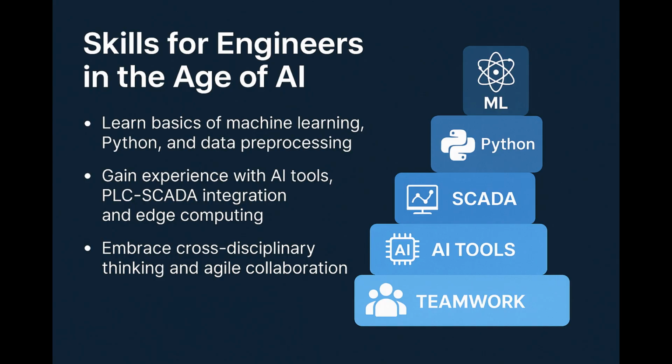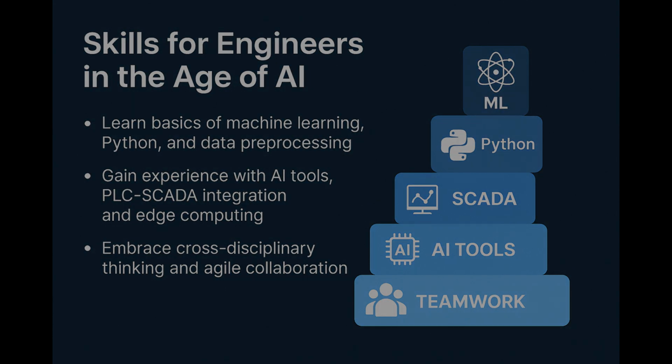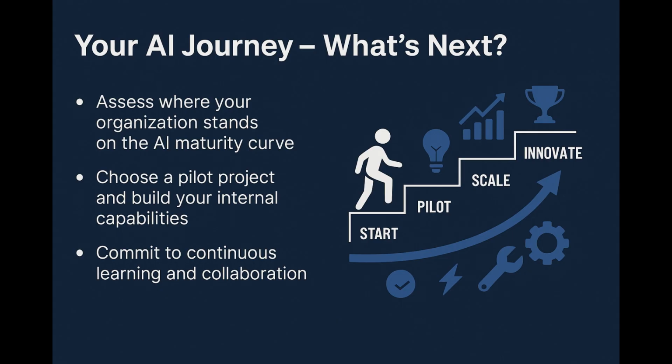But technical skills aren't the only requirement. Engineers in the AI age must also be comfortable with cross-disciplinary collaboration, working alongside data scientists, IT teams, and business leaders. Understanding how to frame industrial problems in a way that AI can solve and how to interpret AI-generated insights will be essential skills. AI is not replacing engineers, it's empowering them. The more fluent you become in both automation and AI, the more valuable you'll be in the smart factories of the future.